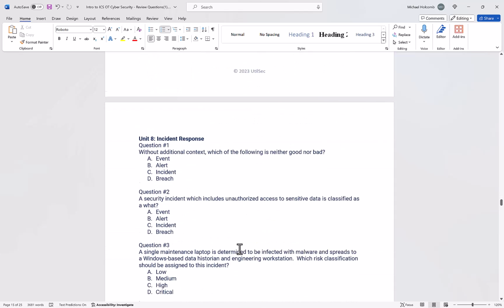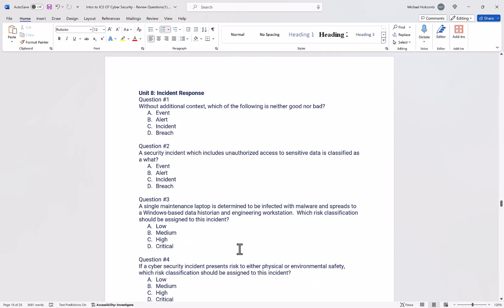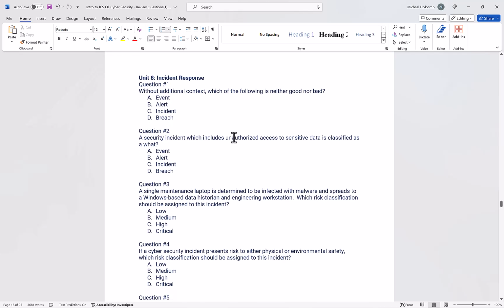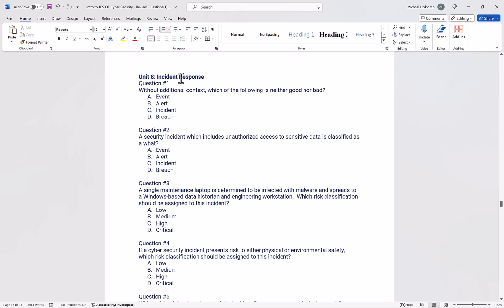All right. So let's start to look at Unit 8 for incident response.